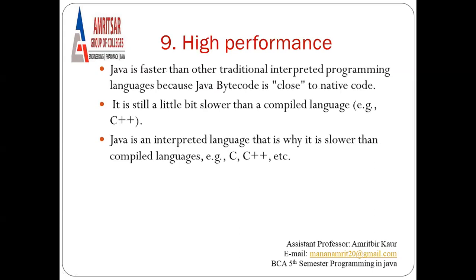Then high performance. Java is faster than other traditional interpreted programming languages because Java bytecode is close to native code. It is still a little bit slower than compiled languages like C and C++. Java is an interpreted language, that's why it is slower than compiled languages C and C++. But we studied in the challenges of Java that nowadays Java provides us high performance because of just in time compilation and some optimization techniques. So Java has high performance.